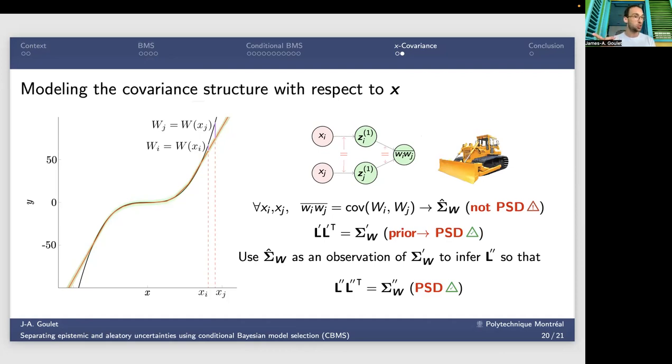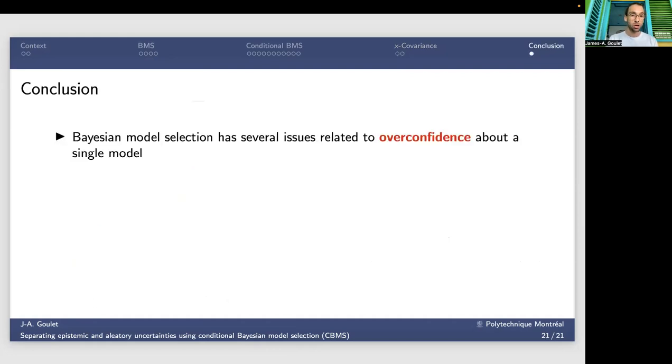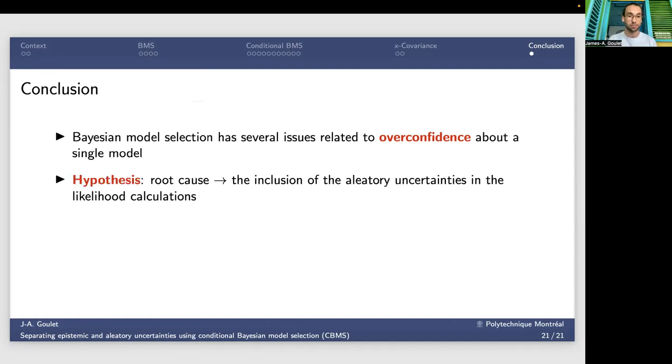And I won't need to use conditional Bayesian model selection because now I'm going to take into account the fact that my prediction errors are dependent across my input variables. So as a conclusion, Bayesian model selection, as I've shown you, has several issues related to overconfidence about a single model. So it's really going to concentrate all the probability mass on a single model, and that model will change from data set to data set.